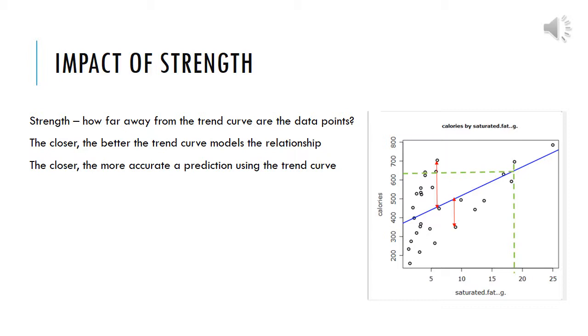The green dotted line tells you that a food with 18 grams of saturated fat is predicted by the trend curve to have about 640 calories. However, there's an actual data point of a food with 18 grams of fat, and it has nearly 700 calories. The trend curve has underestimated how many calories would be in that food by 60 calories. The take-home message is strength will impact how accurate your trend curve is at predicting.